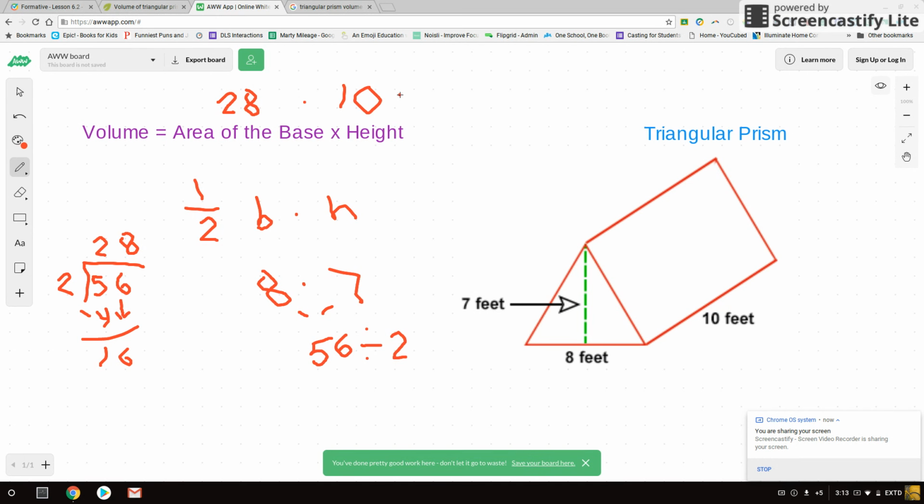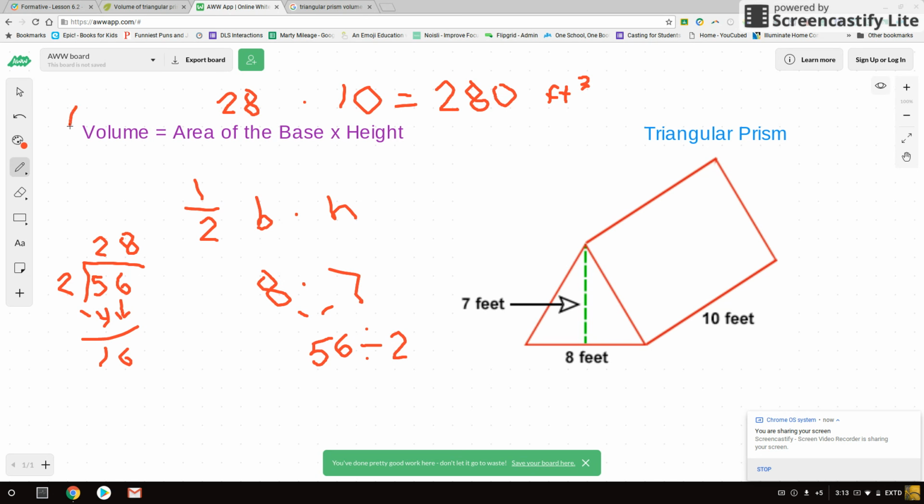All right, well, 28 times 10 gets me 280. Now, because this is volume, I have to look. We're working in feet, so I would put feet. And because it's a volume, we used 3 different measurements here, the 7, the 8, and the 10. So it becomes, we put that little 3 up there, meaning it is cubed. So our final answer for the volume of this triangular prism is 280 feet cubed, or cubic feet. There's lots of ways we can say it.